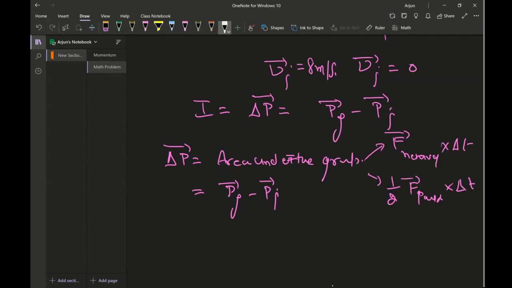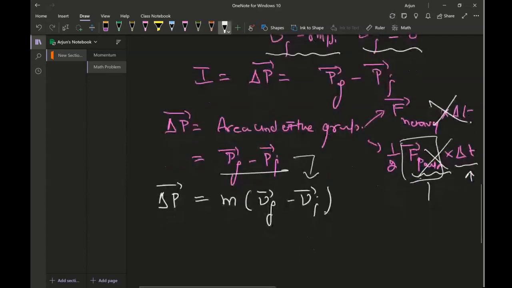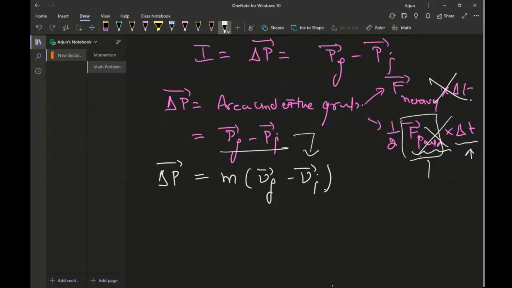I've been given the velocities, right? In terms of velocity, I can recall the formula delta p is equal to m times v final minus v initial. I've not been provided with any force. Although I've been provided with the time, no force is being provided to me, so I cannot use this formula. The only formula left is p final minus p initial, which can be elaborated into m times v final minus v initial. Thus, I'll use this formula.